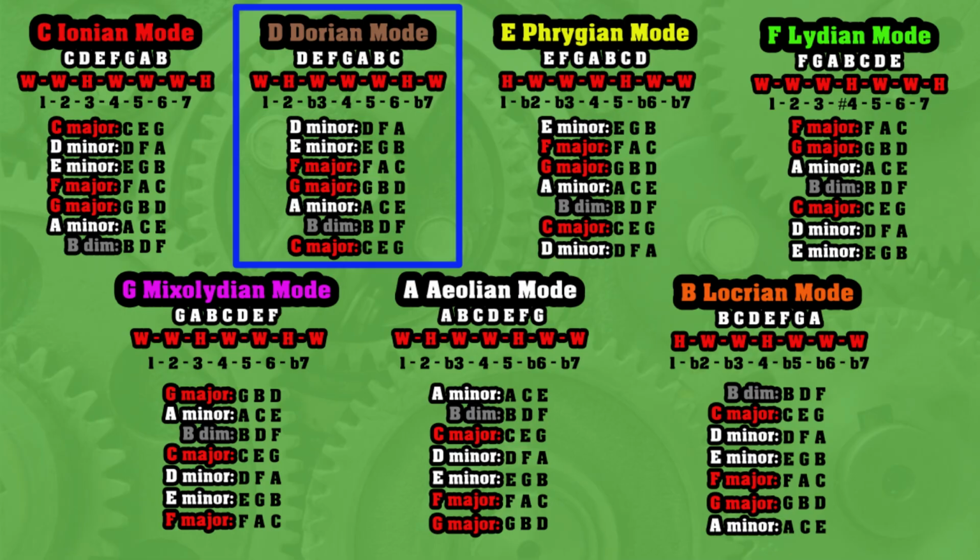Why does that not get the same privilege as getting to be called a key? The Aeolian mode gets that privilege. The Ionian mode gets that privilege. Why doesn't Dorian get that privilege? Why doesn't Phrygian get that privilege? Why doesn't Lydian get that privilege? This is my big issue, and this is why I'm constantly pushing for the 12 key model.